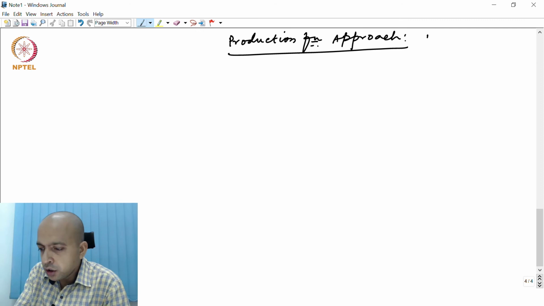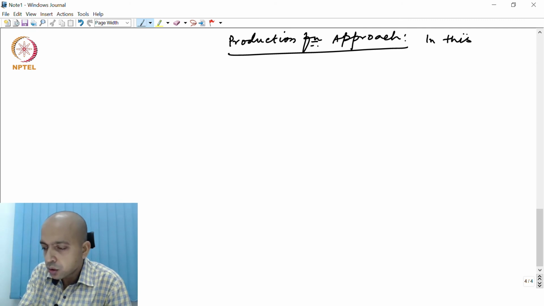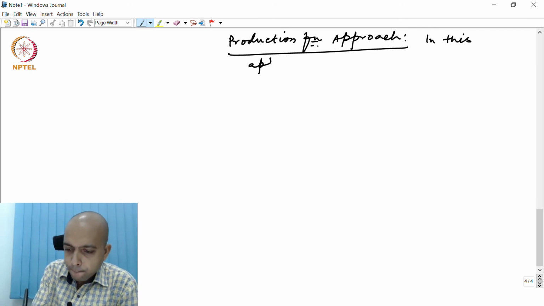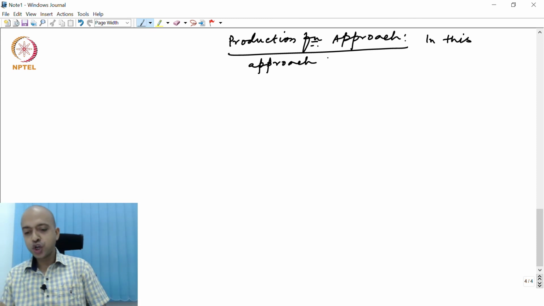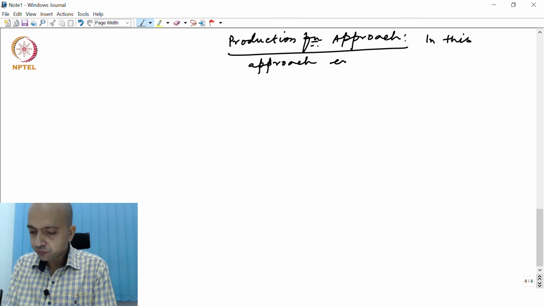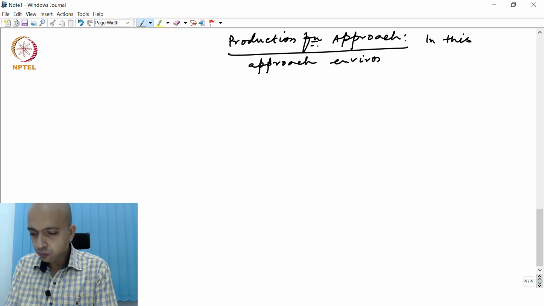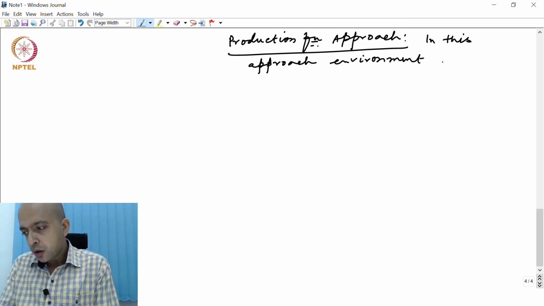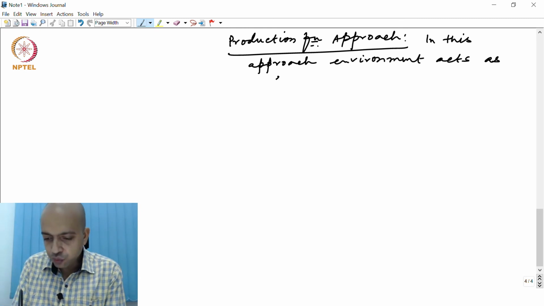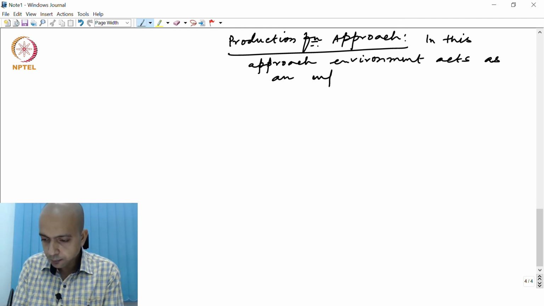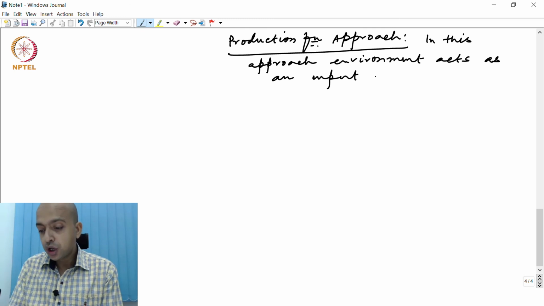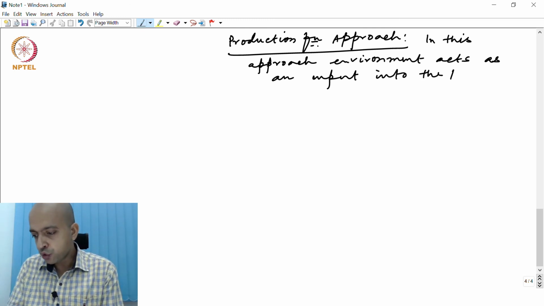Here, in this approach, the environment acts as an input into the production function.